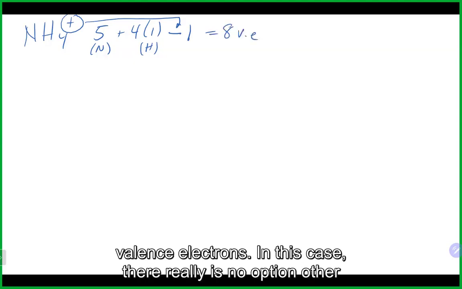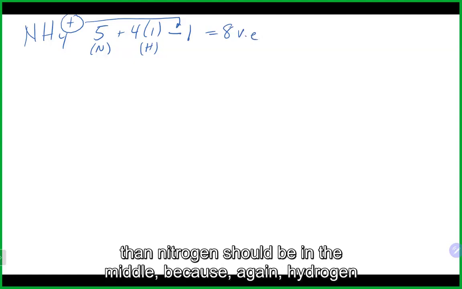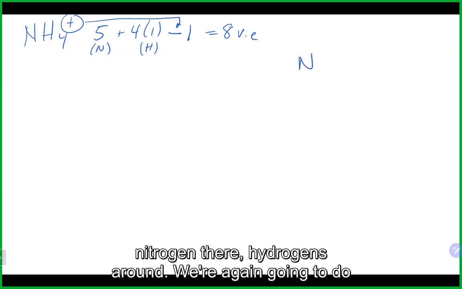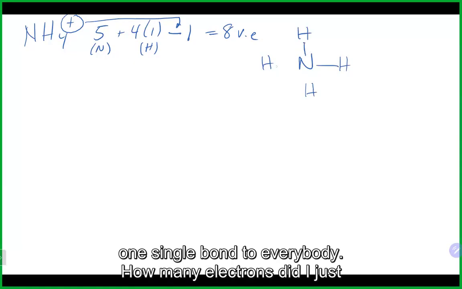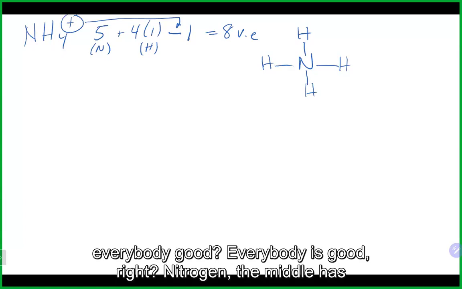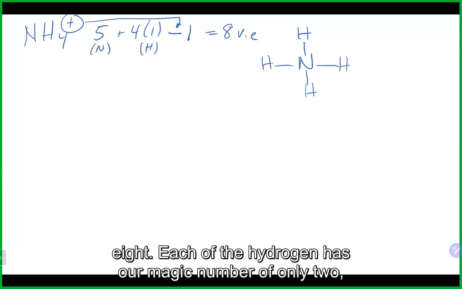In this case, there really is no option other than nitrogen should be in the middle because, again, hydrogen cannot be in the middle for any reason. So we're going to do our nitrogen there, hydrogens around. We're again going to do 1 single bond to everybody. How many electrons did I just use? That's 8. So I'm out of electrons at that point. Is everybody good? Everybody is good, right? Nitrogen in the middle has 8. Each of the hydrogens has our magic number of only 2, right?